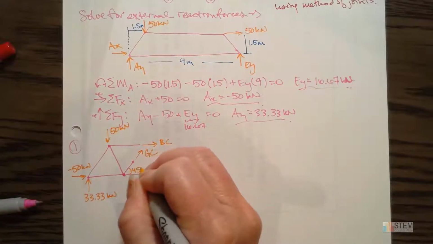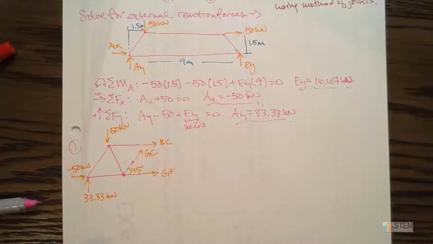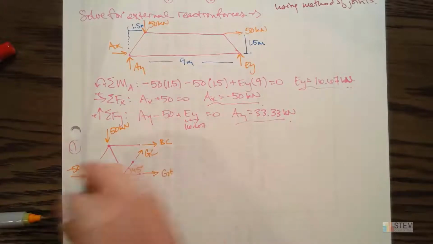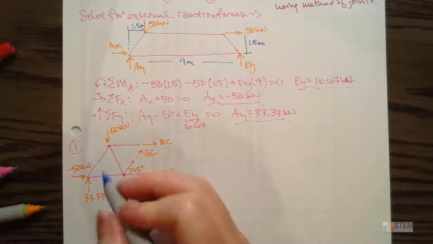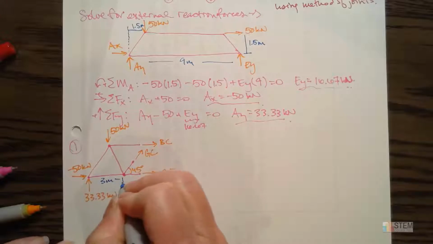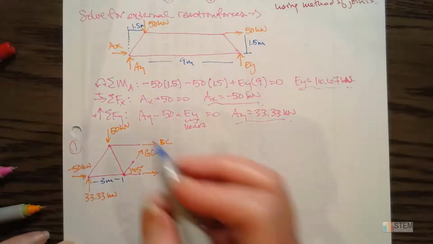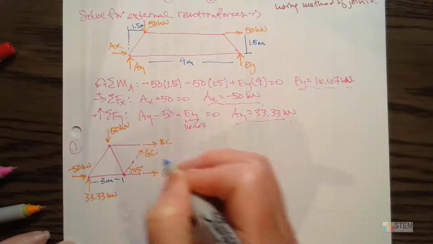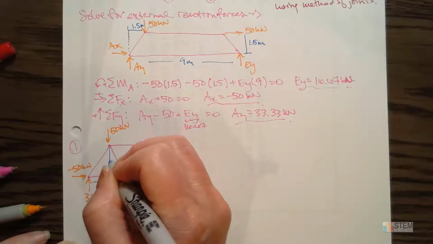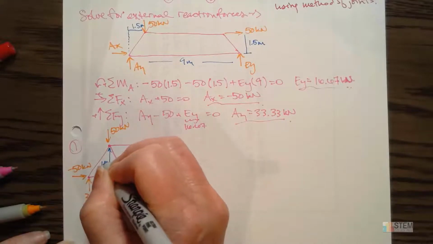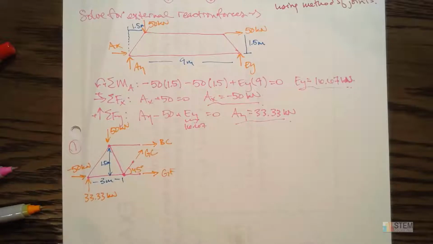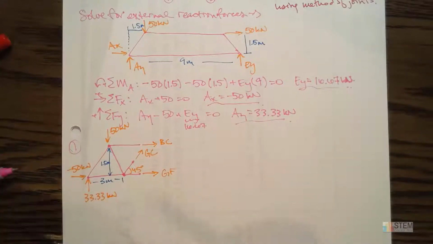Okay, so that's what our diagram looks like. And this is a 45-degree angle here. So now we're basically ready to solve. We might want to put some distances on here. All right, so from here to here is 3 meters, and this height, let's put it right here, I guess. That's 1.5 meters.